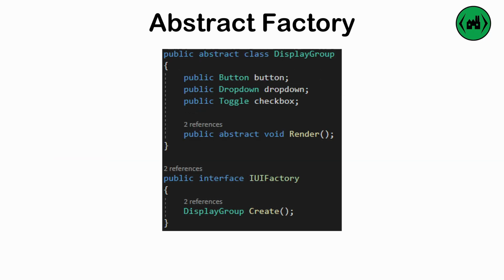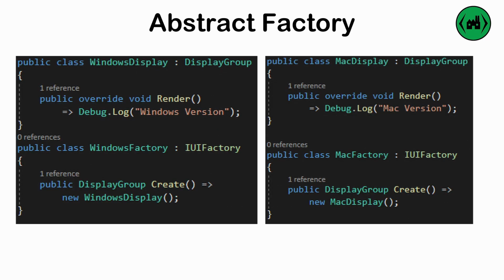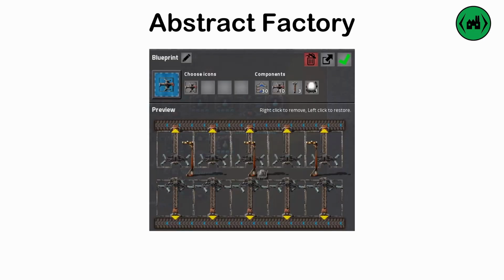For instance, a UI might have buttons, drop-downs, and checkboxes. One factory produces Windows versions of each, while another produces Mac versions of each. Abstract factories are good for organization and scalability, but require more setup initially.